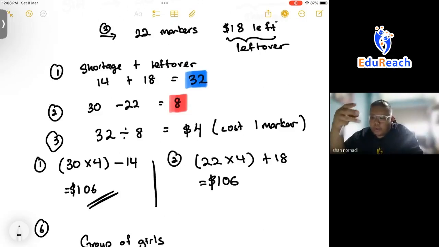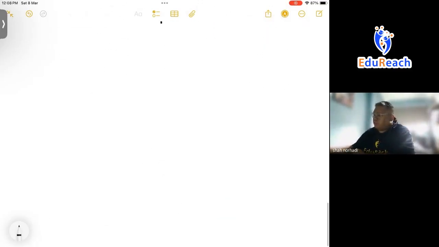So there's only 3 steps. For shortage leftover, it is always 3 steps. First step is always finding the shortage and leftover. So let's do the water bottle question. The water bottle question says that Amelia wanted to buy 15 bottles. So the first story is 15 bottles.